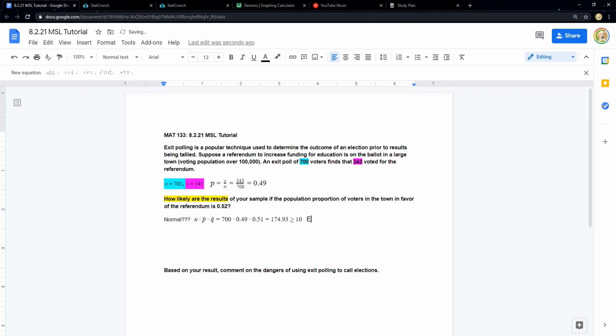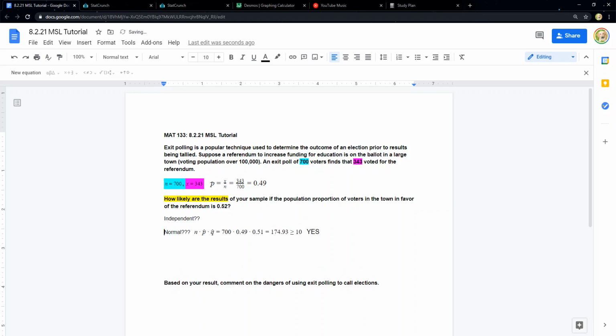That's great, because the reason we're doing this, even though the problem didn't strictly ask for it, was we need to know it's independent and normal and all of that stuff in order to be able to use the normal curve. And technically I can also tell that n, which is 700, is less than or equal to 0.05 times capital N, and capital N is my 100,000, right?